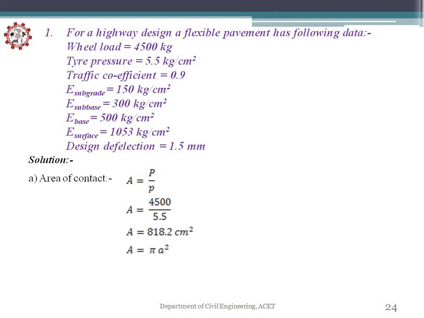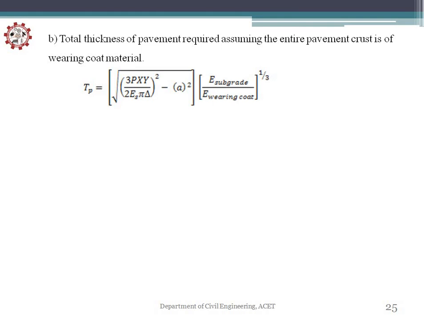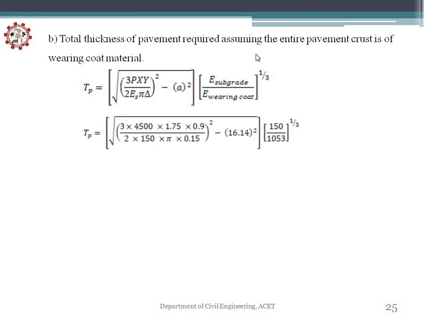As tire pressure is less than 7, we take area equals πa square, and from here a is coming to 16.14 centimeter. After calculating a, the total thickness of pavement required, assuming the entire pavement crust is of wearing coat material. So this is your first formula: TP equals 3PXY upon 2Esπ, delta square minus A square. This is common, and only the modulus ratio changes from layer to layer. So in the first layer it is E subgrade upon E wearing coat raised to power 1 by 3. Substituting all the values in the formula, you will get the value of TP as 78 centimeter after all calculations.